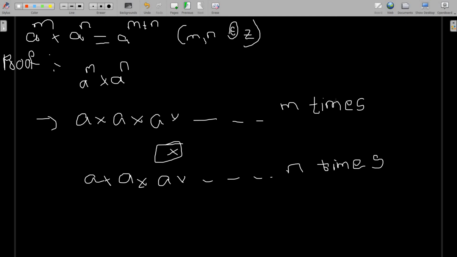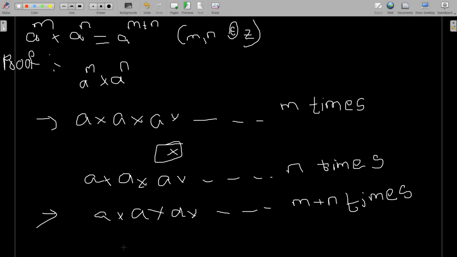So here these m times and n times are there. So these many times are there. These a power m and a power n: a, m times, multiplied by a, n times. So that time a into m plus n times. You people got my point. So here the bases are the same, and the bases are multiplying, not the powers. The power is the product of that base.